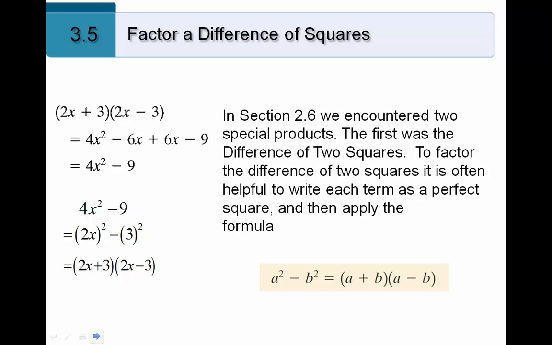The first was a difference of two squares. To factor the difference of two squares, it's often helpful to write each term as a perfect square and then apply the formula a squared minus b squared is equal to the factor a plus b multiplied by the factor a minus b.